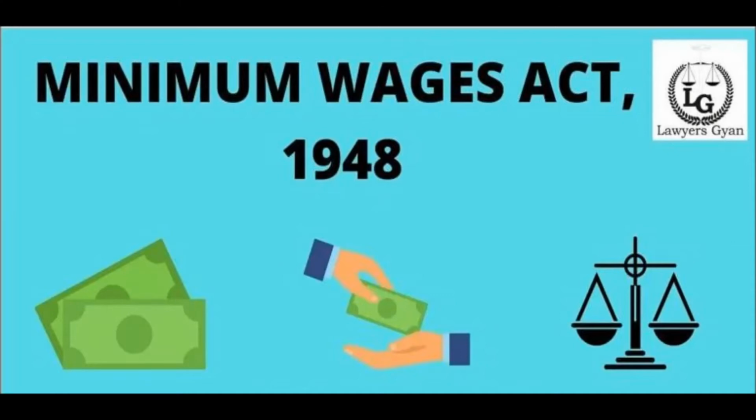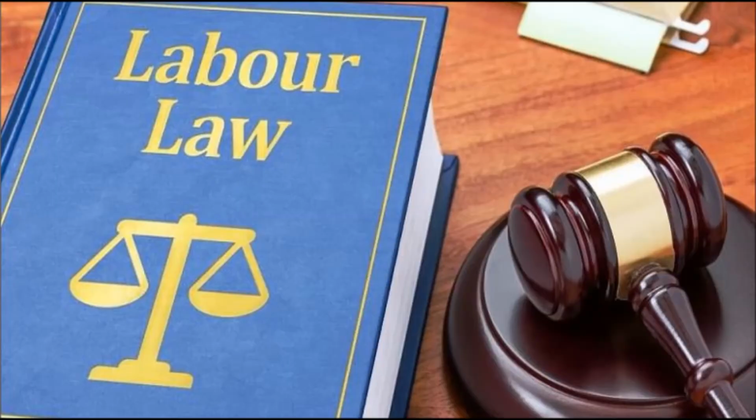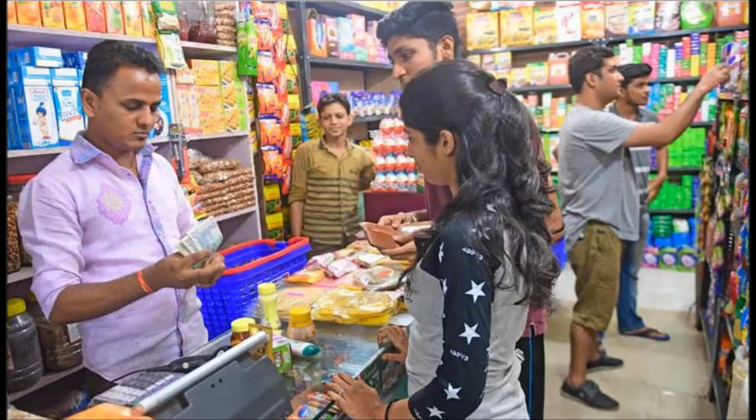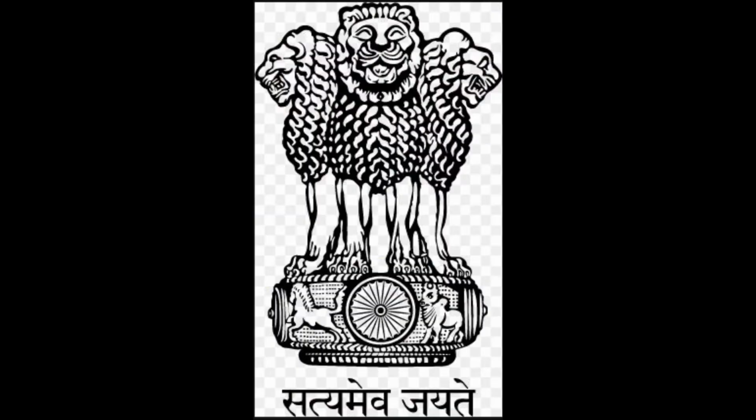It is not that the government has made the minimum wages law only to protect workers. There are also other laws that protect the interests of both the producers and consumers in the market. This helps in the smooth functioning of the relation between the three parties: the worker, the consumer, and the producer. But just making laws is not enough.